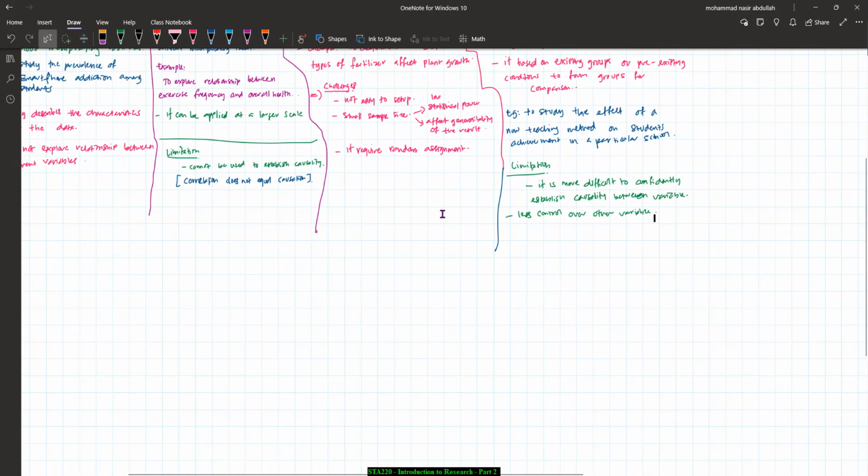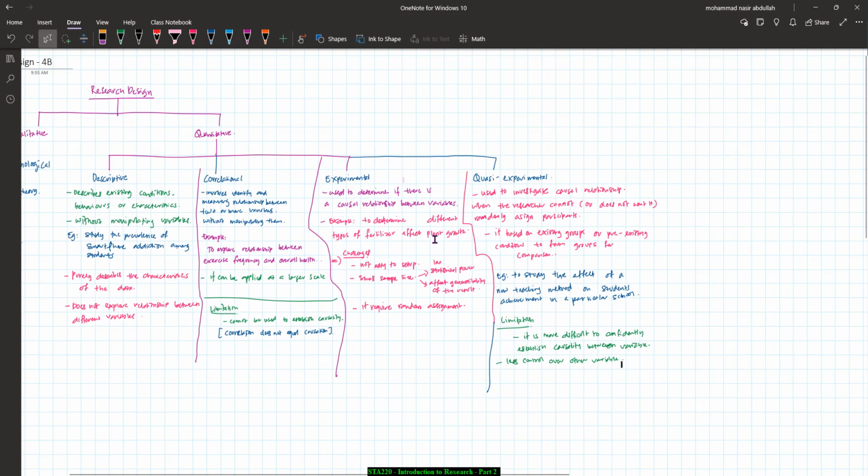Okay, so that is some explanation regarding research design for quantitative research. We have descriptive, correlational, experimental, and quasi-experimental. Of course, this is just a brief explanation, so you can understand. You need to do a lot of reading regarding this topic, right? Alright, can? Maybe after you all come back from Raya, right?